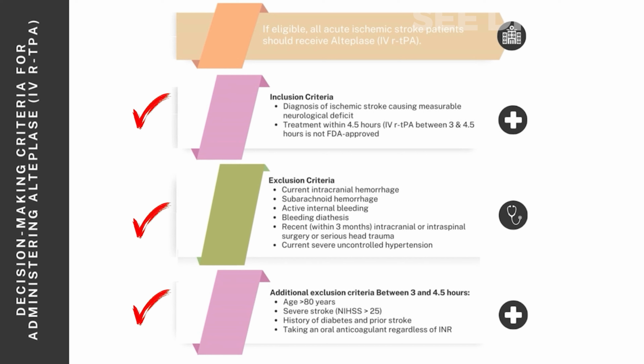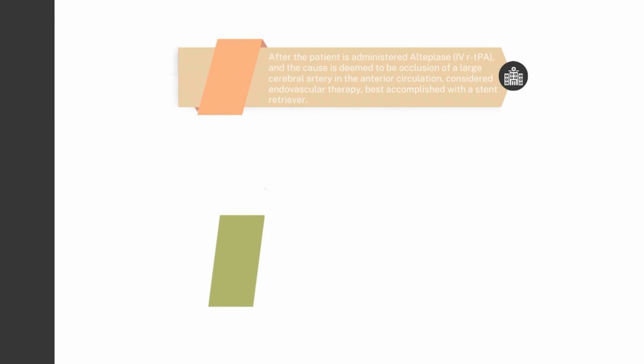Additional criteria: if the patient is very aged, more than 80 years, has a very severe stroke with an NIHSS stroke scale of more than 25, has a history of diabetes and previous stroke, or may be taking an anticoagulant for other reasons, regardless of INR. Even if the INR is stable, you still don't take any risk to infuse alteplase. And it has its own risk as well.